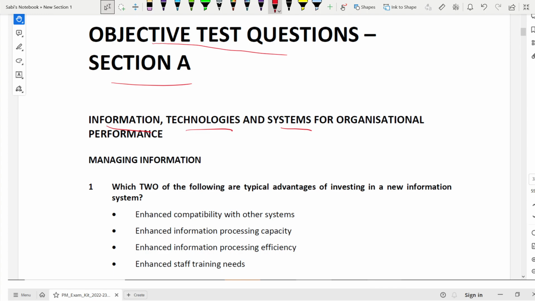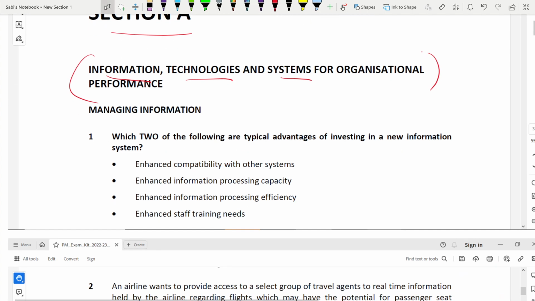Starting with managing information, we are going to solve 28 questions. The first 28 questions are on this topic, the first topic of performance management, about information technology and systems. So let's start. The first five questions are on managing information.